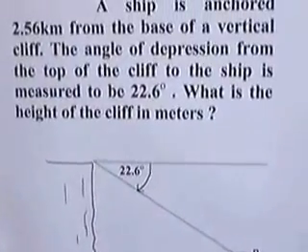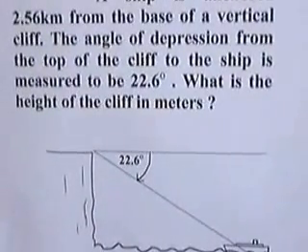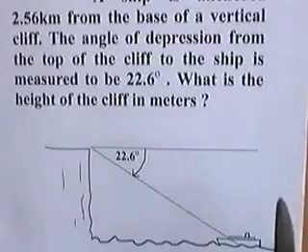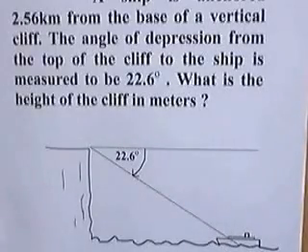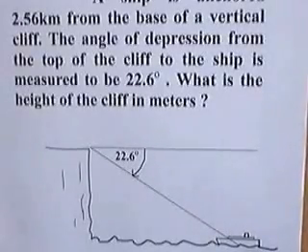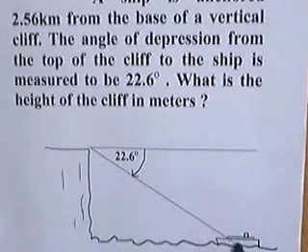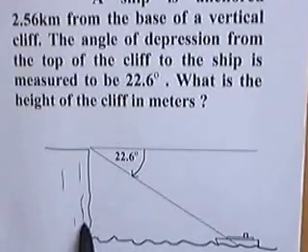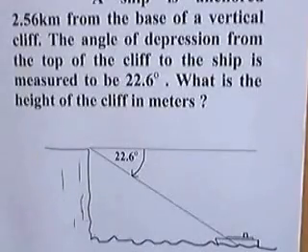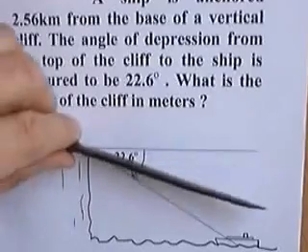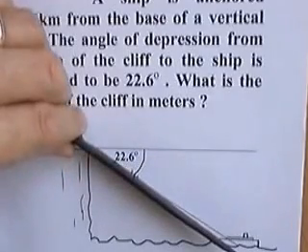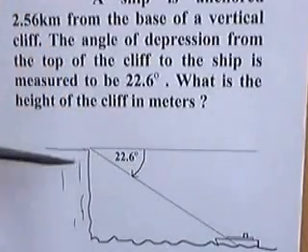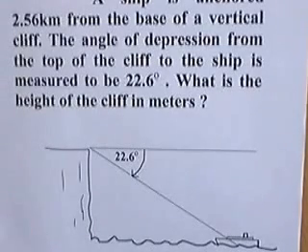Okay, well, let's make a little diagram. There we have it there. If I can get both the question and the diagram on, there we are. There's the ship anchored 2.56 kilometers from the base of a vertical cliff. So this distance must be 2.56 kilometers. There's the cliff, okay, and there's the angle of depression. So there it is, down to the ship from the edge of the cliff up there, 22.6 degrees. What is the height of the cliff in meters? So we will need to find this height here.